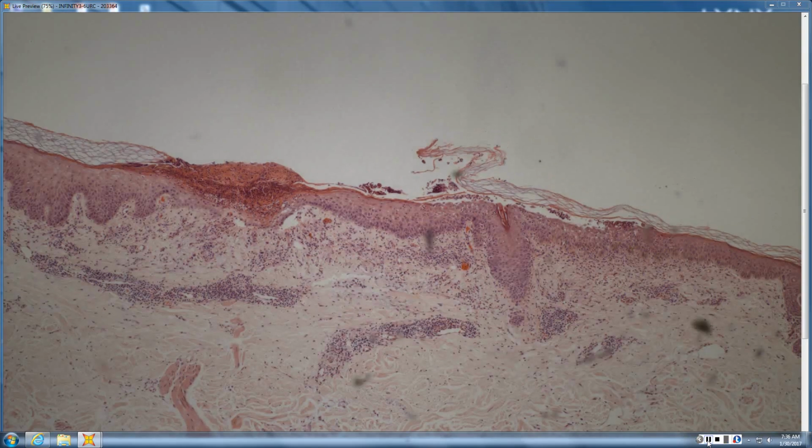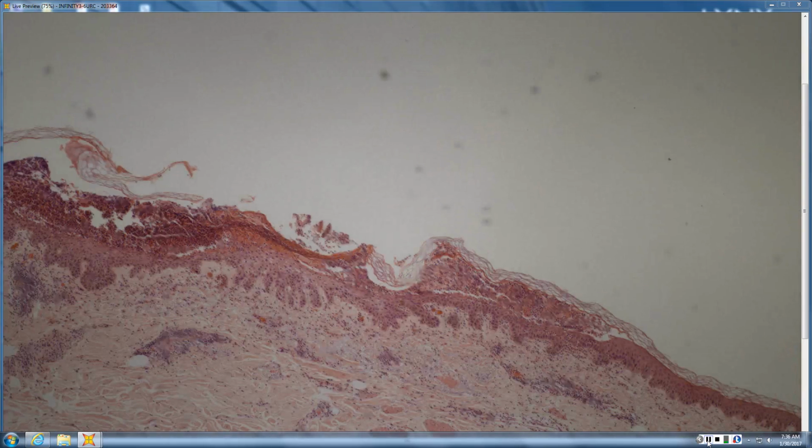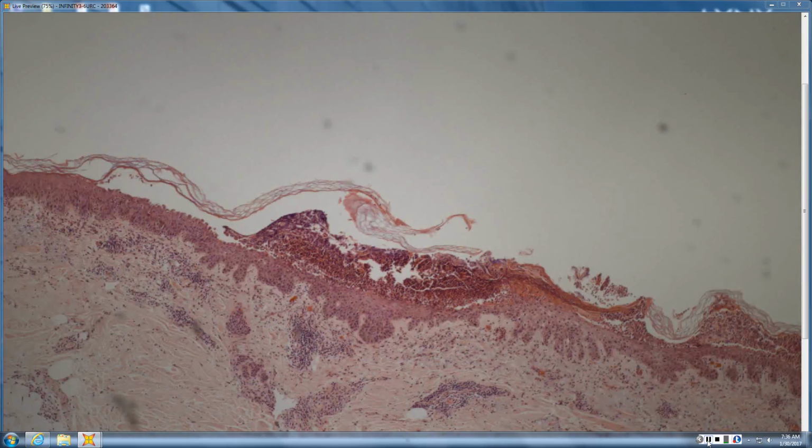Important to remember because it is of epidemic proportions, easily cured if treated appropriately, and horrible consequences if not.